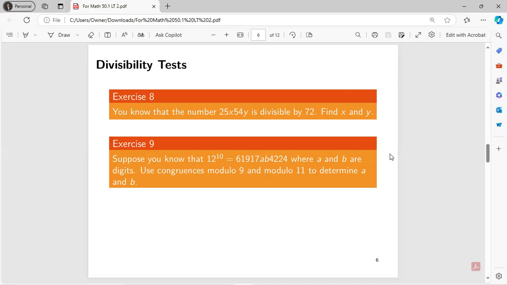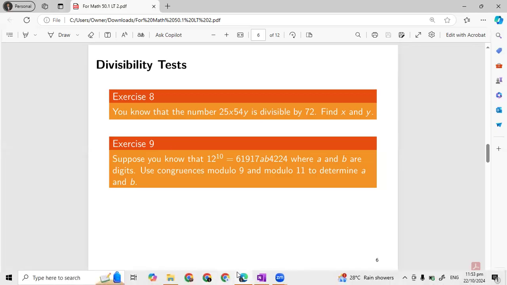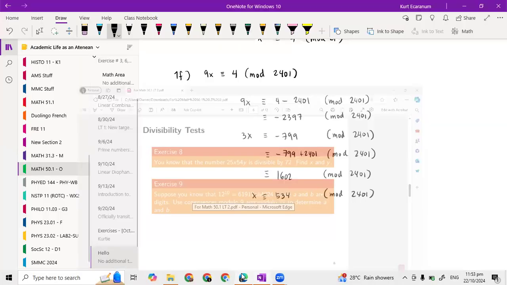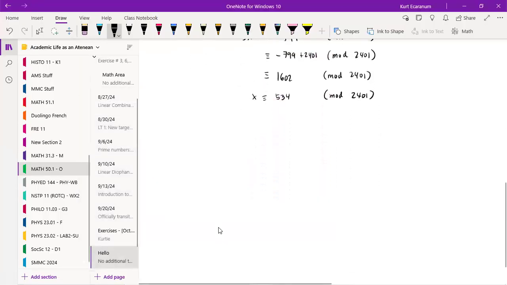So, referring to what has been in the divisibility test, or as far as the content Sir Chancho gave, we will answer exercises 8 and 9 there. So you know that the number 25x54y is divisible by 72. So find x and y. Wait lang.